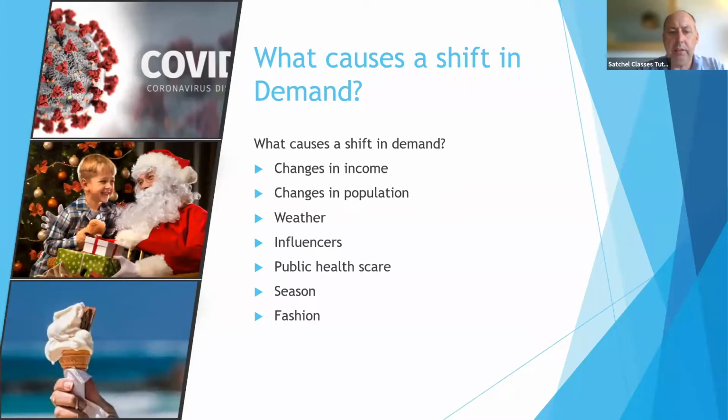Public health scare. Well, we're currently in a COVID crisis. We've had other crises in the past, like scares about eggs, scares about the quality of meat in frozen products, and those scares trigger demand for a certain product or reduce the demand for a certain product. So in the case of COVID, the demand for face masks has shifted to the right, so more masks are being demanded at the same price.